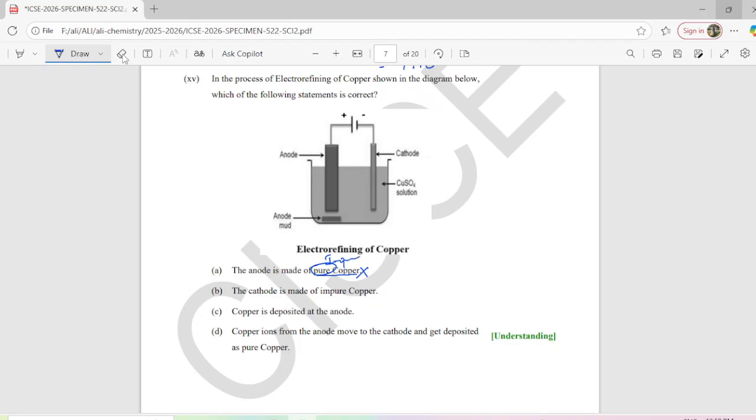And the cathode is made of impure copper. So this is also not correct because the cathode is always a pure metal in electrorefining. Next, copper is deposited at the anode. No, copper metal will deposit at the cathode, not at the anode. So obviously, the fourth one will be the correct statement. Copper ions from the anode move towards the cathode and get deposited as pure copper. So this is the correct answer.